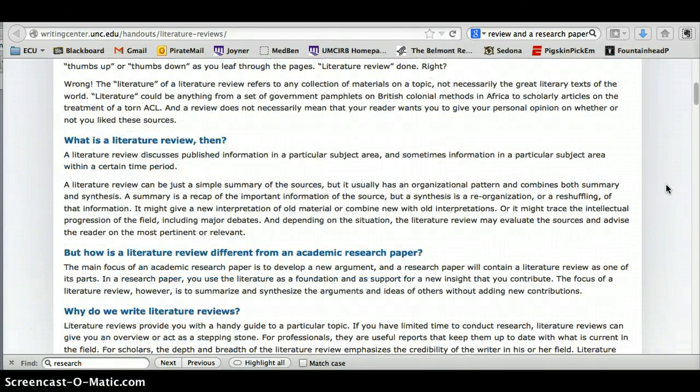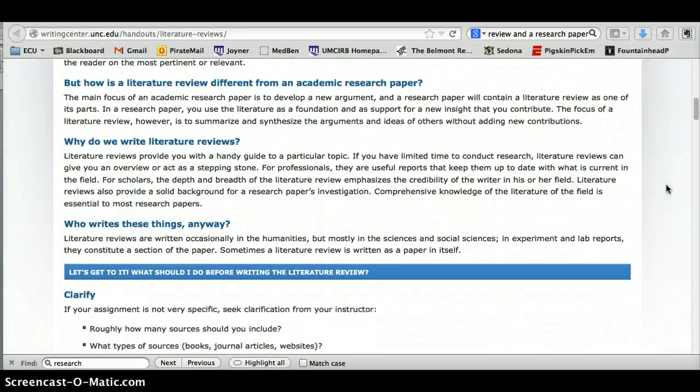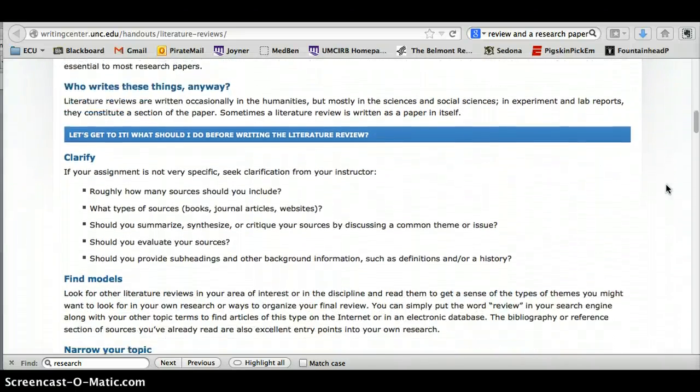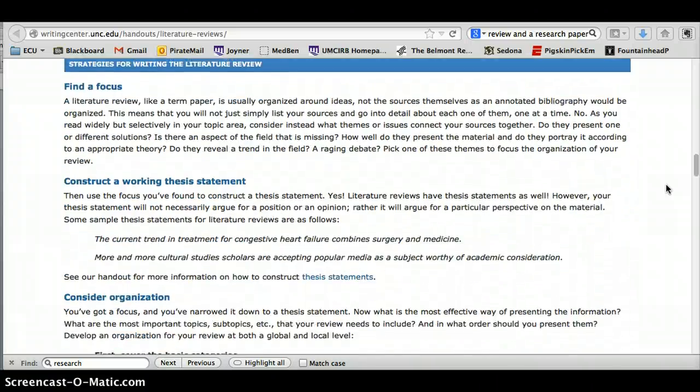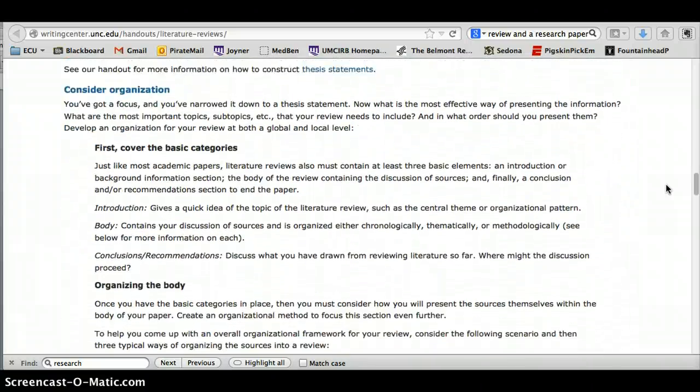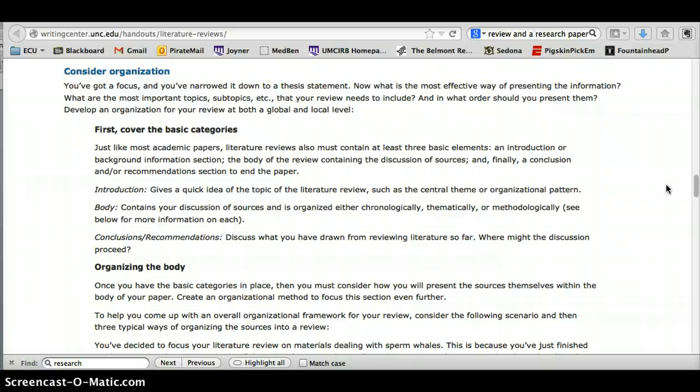There is a little bit more information right down here, and I do encourage you to look at all of this even though I'm skipping around, where it talks you through organization. So it says first cover the basic categories: introduction, body, conclusions, or recommendations. And you definitely need to do that sort of work, because that's the work that proves that you have done a comprehensive literature review on your subject. You know what you're talking about. You're establishing your ethos and your credibility there, right?